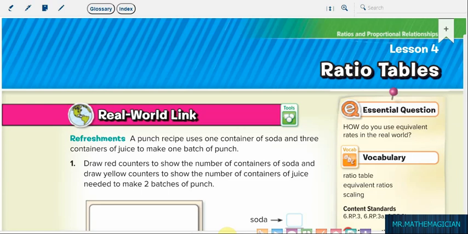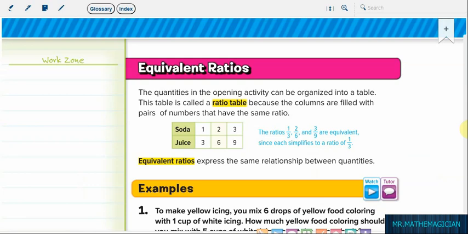We need what we call the ratio table. Let me show you the ratio table. This is the ratio table for our situation. We need 1 container of soda and 3 containers of juice. So if we need 2 containers of soda, we are going to need 6 containers of juice. 3 containers of soda, we are going to need 9 containers of juice. And it's clear that the 3 ratios, 1 over 3, 2 over 6, 3 over 9, they are simplified to the same ratio, which is 1 over 3.